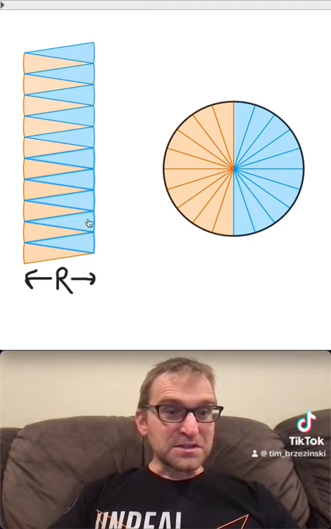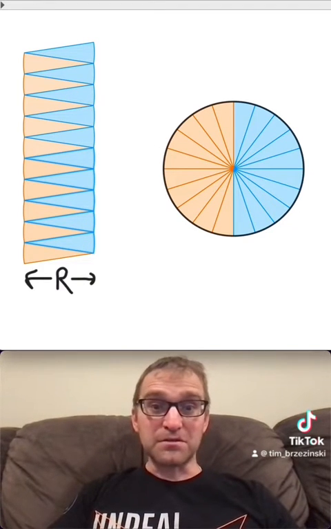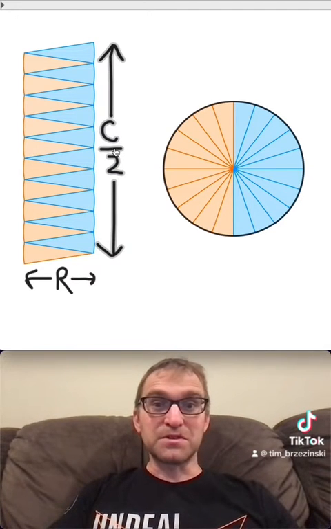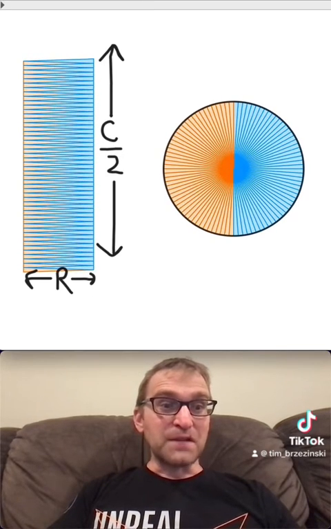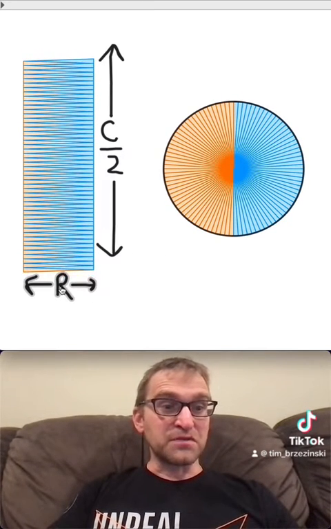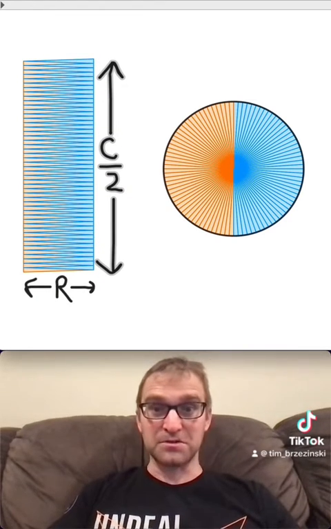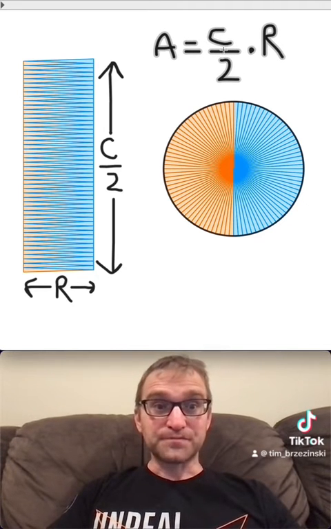And look at this. Of all the pieces of the circle, half of them are blue, half are orange. So all those bumps on the right side, isn't that really half the circumference right there? And if we let the number of pieces approach infinity, I would have to say that the area of that circle should roughly be approximately half the circumference of the circle times the radius. So length times width gives us this, doesn't it?